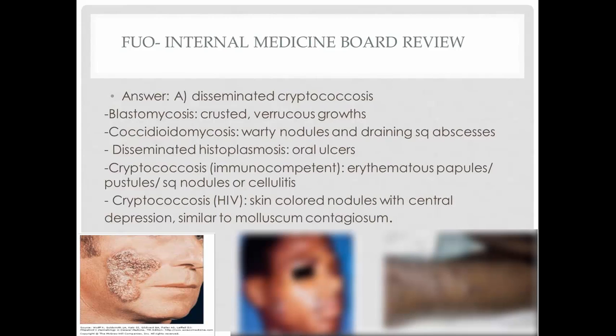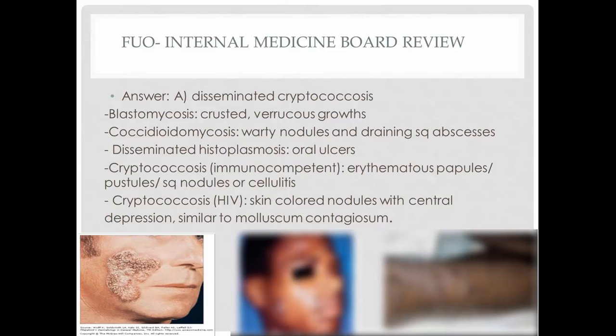All right. So blasto, you see more of a verrucous growth. It's kind of crusted over. This is characteristic. So it's not the umbilicated center that we talked about. Histo, you can have skin lesions with histo. They're not typically umbilicated, and there's a predominance for oral ulcers.